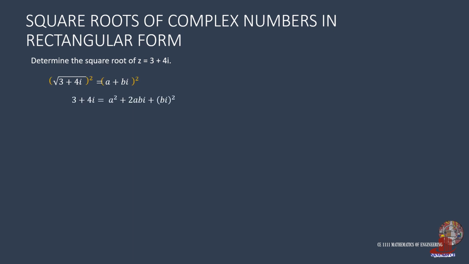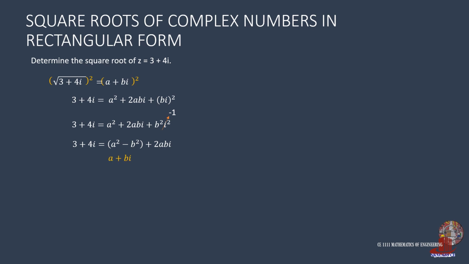First is to free the equation from radicals. So take the square of both ends, where the left becomes 3 plus 4i, and the right side of the equation can be expanded as a squared plus 2abi plus b squared i squared. The last term can be expanded as b squared times i squared, where i squared is taken as -1. Regroup the real numbers and the imaginary. So 3 plus 4i is equated with a squared minus b squared plus the imaginary part 2ab i.